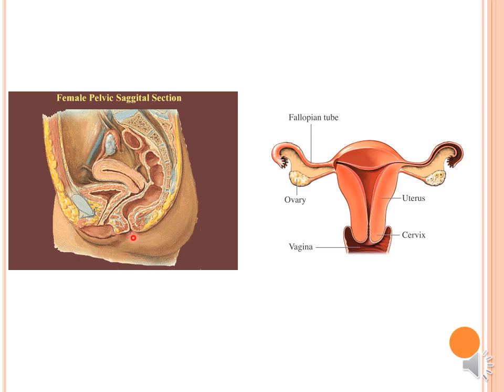What are the differences between these two views? This is the sagittal section, and here is the coronal section. Again, the internal female genital organs include the ovary, uterine tube, uterus, and vagina.